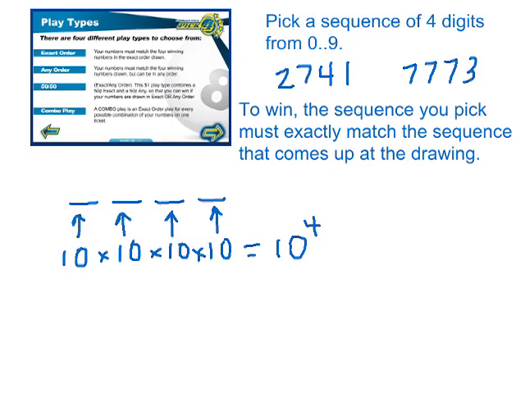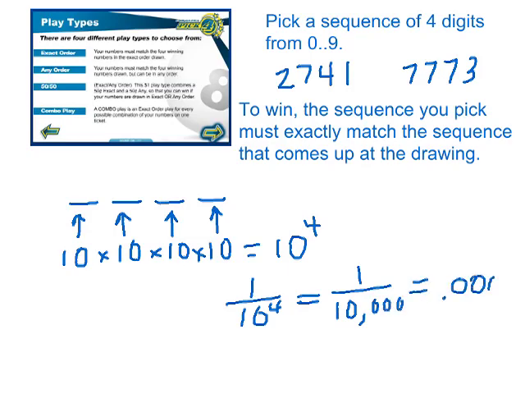You win only if your one choice matches. So that means you have one chance in 10,000. 1 over 10 to the fourth equals 1 over 10,000 equals 0.0001.